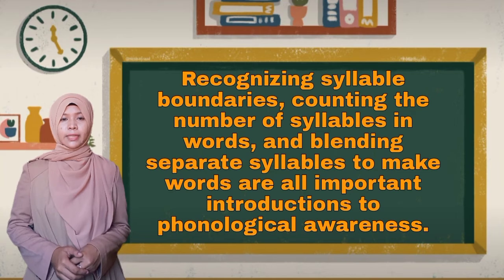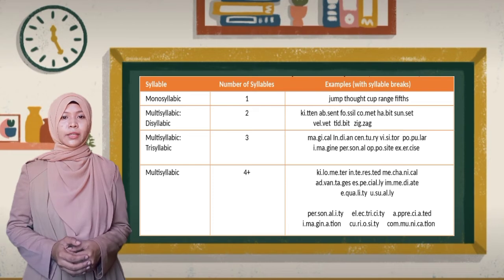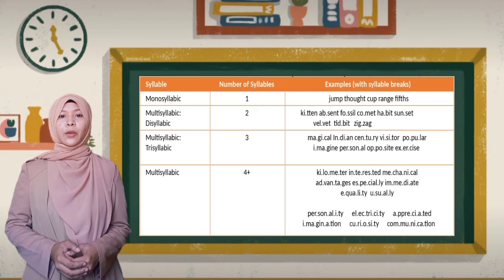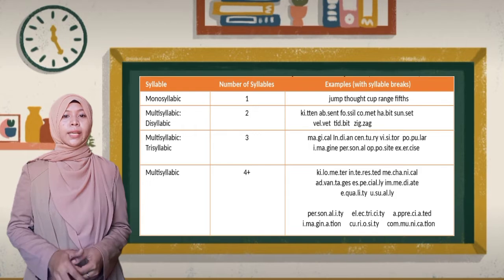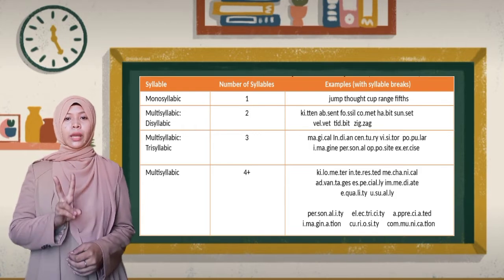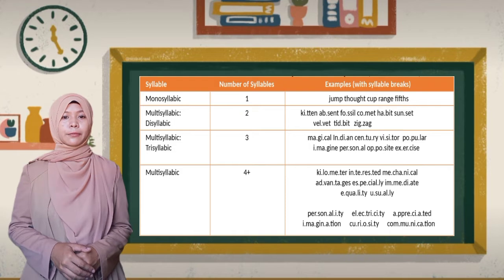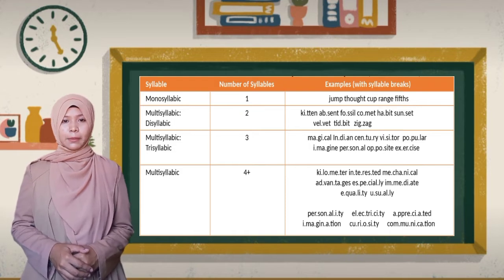Recognizing syllable boundaries, counting the number of syllables in words, and blending separate syllables to make words are all important introductions to phonological awareness. There are different types of words based on their syllable count. We have monosyllabic, which has only one syllable, disyllabic, which has two syllables, trisyllabic, which has three syllables, and multisyllabic for words with more than three syllables. Take a look at the table for the examples.